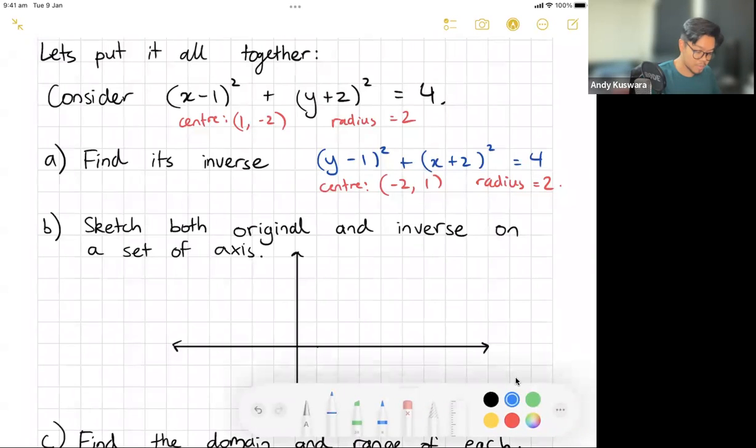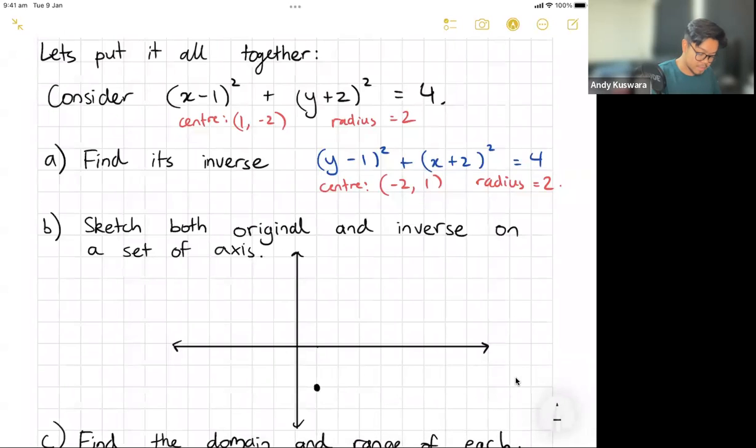I'm going to try my best here. I'll do this one in black. Look, that's probably the best I can do. That was pretty good. Okay, so this is (1, -2), that's that center there. And then the other one, we've got a center of (-2, 1). So it's going to be -2 and 1, and it's going to have, again, a radius of 2. Again, I'm going to try my best.